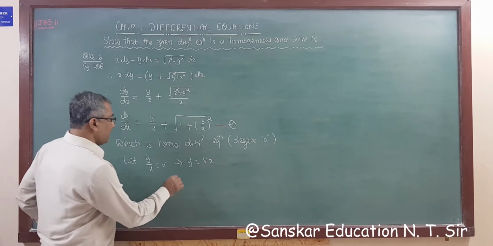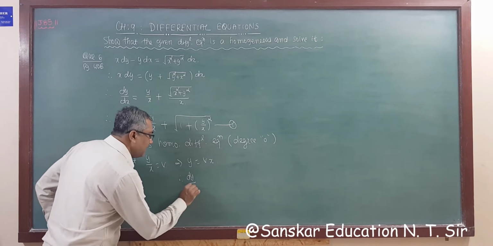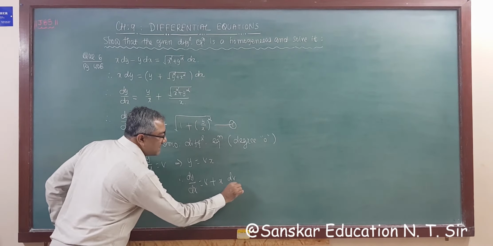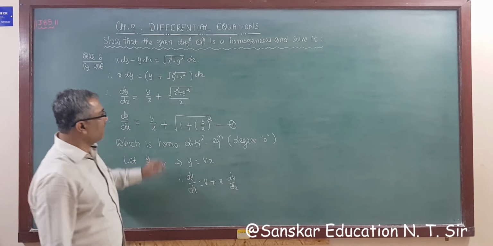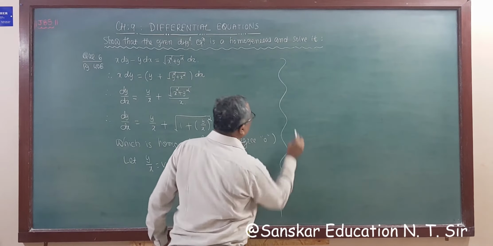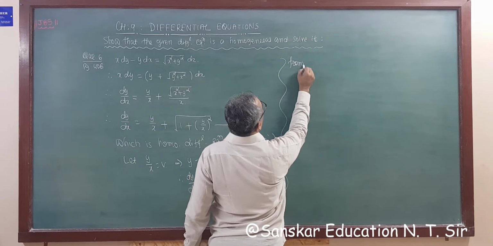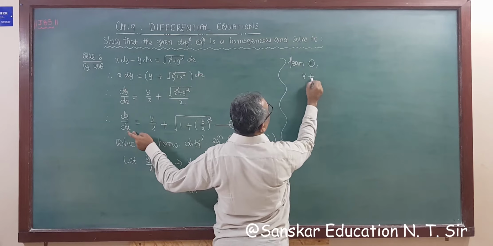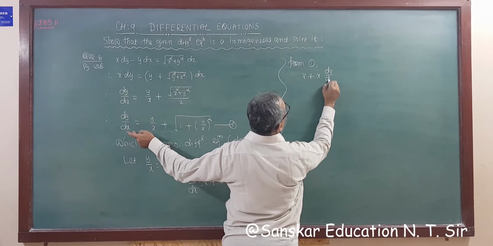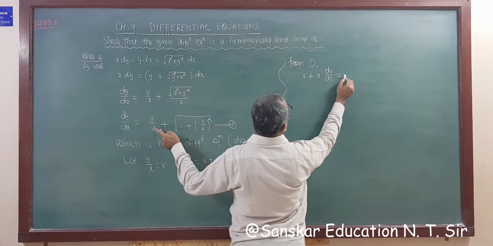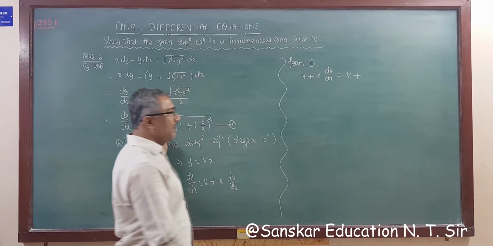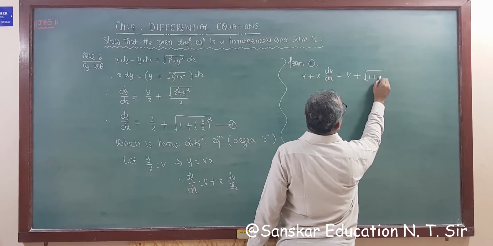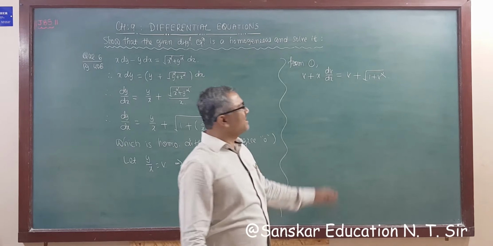Differentiating with respect to x, we get dy by dx is equal to v plus x dv by dx. Substituting the value of dy by dx in equation number 1, from 1 we get dy by dx, which is v plus x dv by dx, is equal to v plus under root 1 plus v square. So under root 1 plus v square, right? So this is a very easy question.